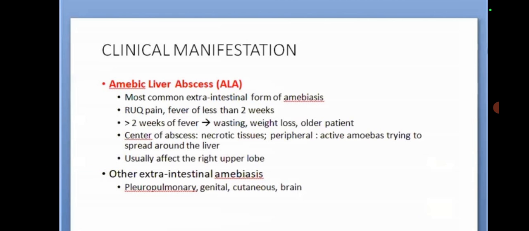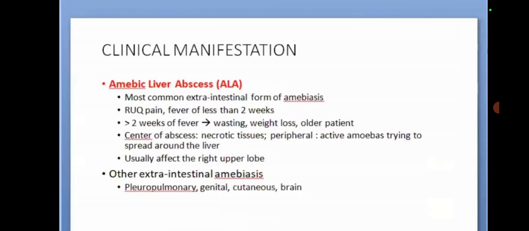Amoebic liver abscess is the most common extraintestinal form of amoebiasis, with pain and fever of less than 2 weeks. If there is fever greater than 2 weeks, it causes wasting and weight loss, and older patients have lots of problems. In the center of the abscess, it causes necrotic tissue. In the peripheral area, the active amoebas try to spread around the liver.